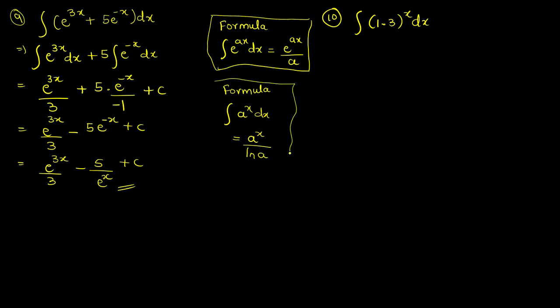So applying the same formula to our question here, it is a constant, that is 1.3 power x. So no more simplification required. We can apply the direct formula here, that is a power x, that is 1.3 whole power x divided by ln of a. So we can see here, in place of a we have 1.3, so we just write 1.3, and since it is an indefinite integral, we always have to add the constant of integration c, and this is what will be the final answer.